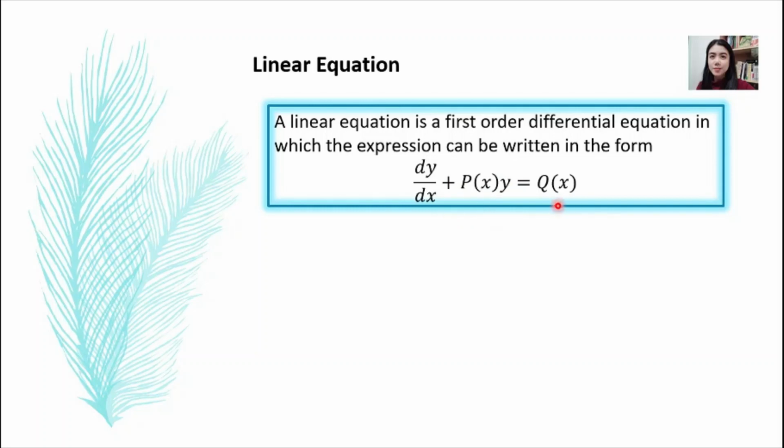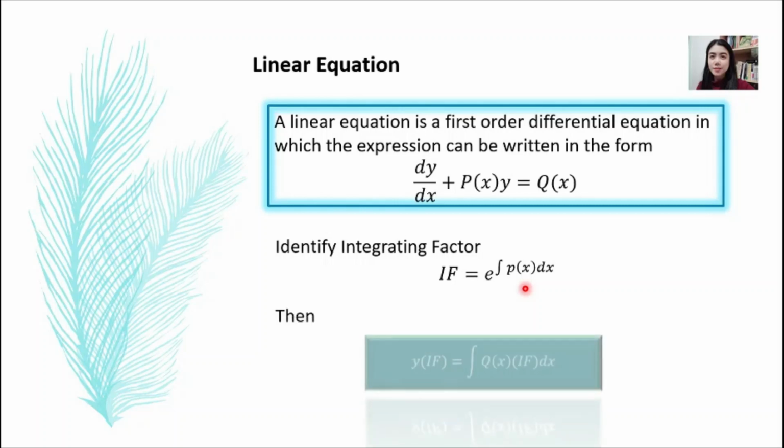Once you have identified a linear equation, the next thing that you have to do is find the integrating factor. You can find the integrating factor by using this formula. Once you have identified the integrating factor, then you can solve this linear equation by using this formula.